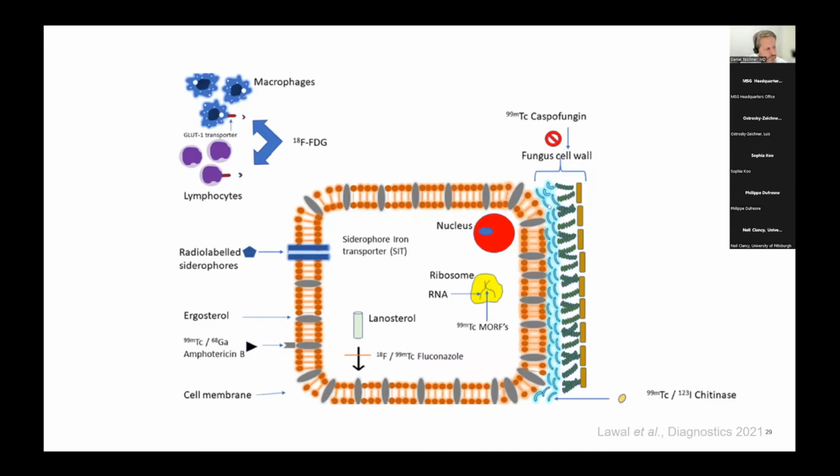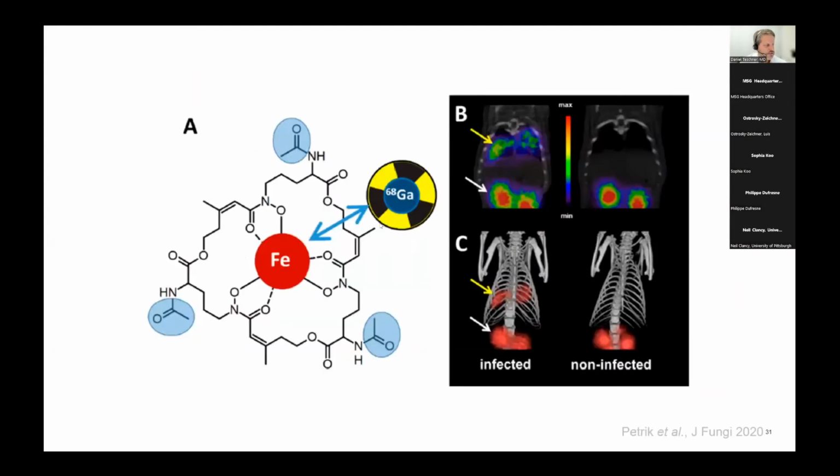But another approach is to go for the fungus itself. So to check for fungal compounds, for example, the siderophores, the transporters. Fungus is always hungry for iron. Or even label the antifungal drugs themselves with tracers and check whether they are enriched in the fungal lesion or not. And one promising approach, from my point of view, is heading for the siderophores.